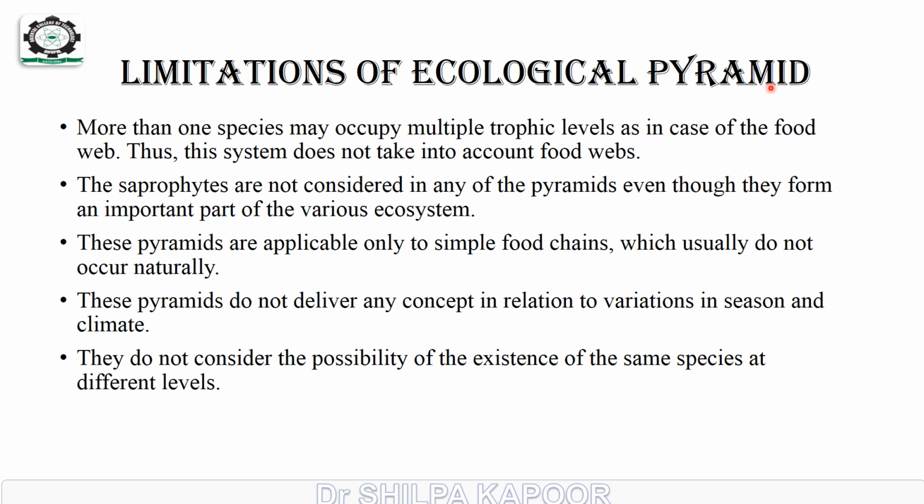Limitations of ecological pyramid. More than one species may occupy multiple trophic levels, as in the case of a food web. Thus, this system does not take into account food webs. The saprophytes are not considered in any of the pyramids, even though they form an important part of various ecosystems. These pyramids are applicable only to simple food chains, which usually do not occur naturally.